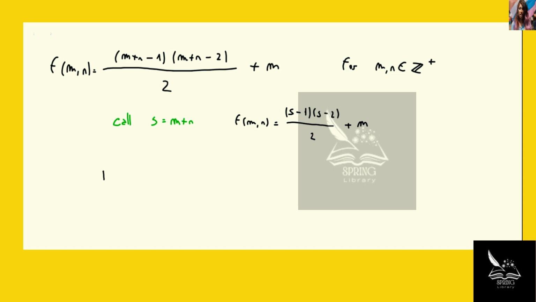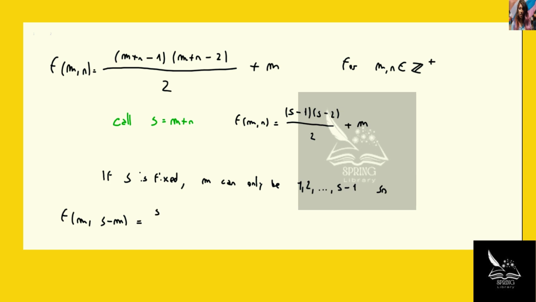Now both m and n are positive integers, so they start from 1. So s must be at least 2. And if s is fixed, then m can only be 1, 2, all the way up to s - 1. So from now on, we imagine s to be fixed and to change m, and therefore n will depend directly on m. So n is just going to be s - m.